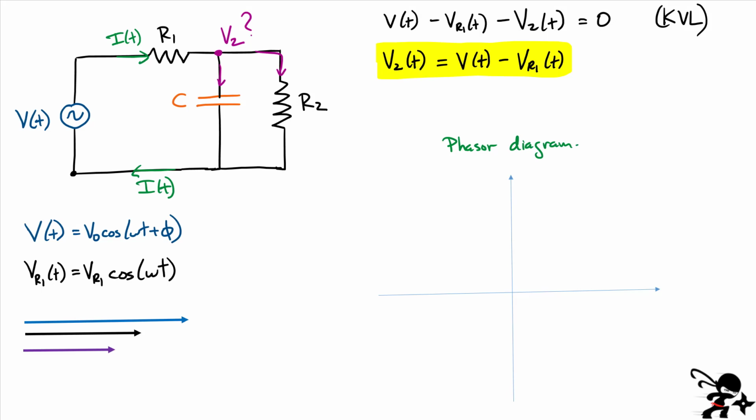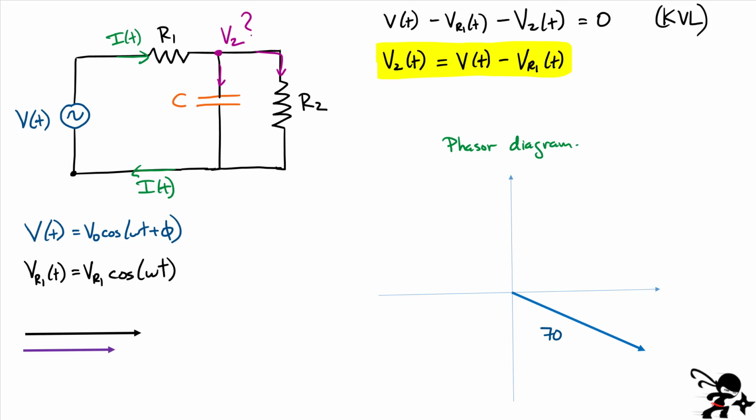V of t is the voltage across this power supply. It's V naught cos of omega t plus phi. Now V naught has a magnitude of 70. I'm going to draw this vector here. Let me change colors. Let me show you what I did here. Remember, this value here is 70 volts. That's the length of this vector, that's the length right here.